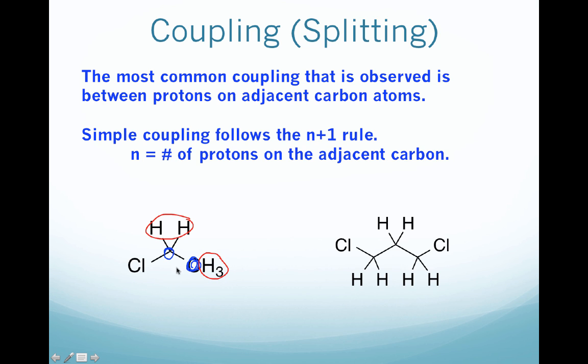And these are going to couple because they're on adjacent carbons, or you can also think of them as being separated by 3 bonds. The coupling, at least for simple cases, follows this n+1 rule, where n is the number of protons on the adjacent carbon. So if we want to see what these protons will split into, look at the adjacent carbon, and that carbon has 3 protons. So n equals 3, n+1 equals 4. So the signal for these 2 protons will split into 4 lines, or a quartet.